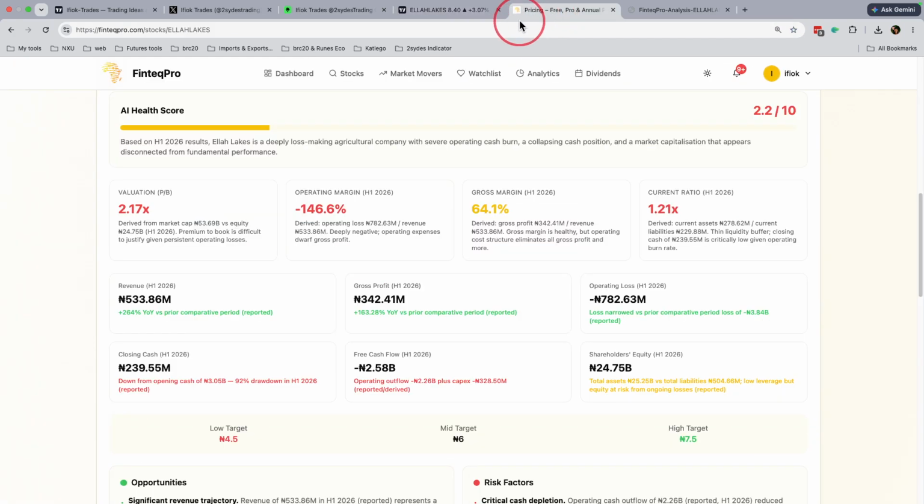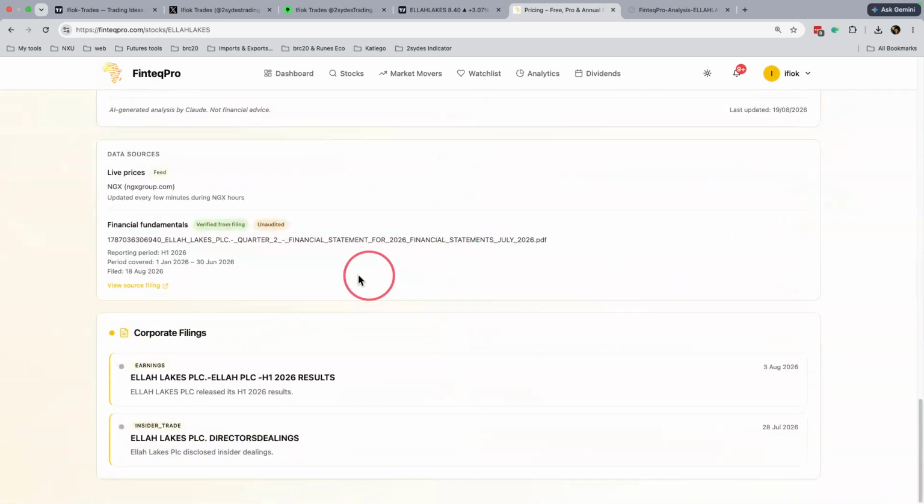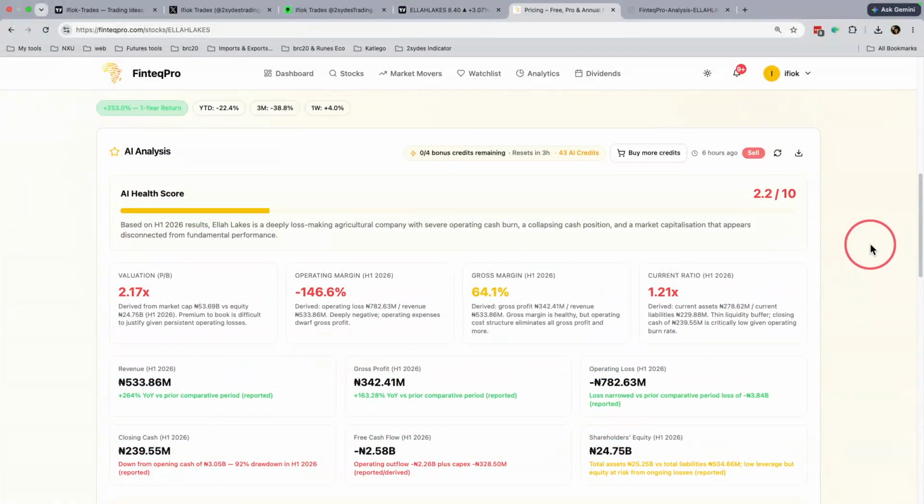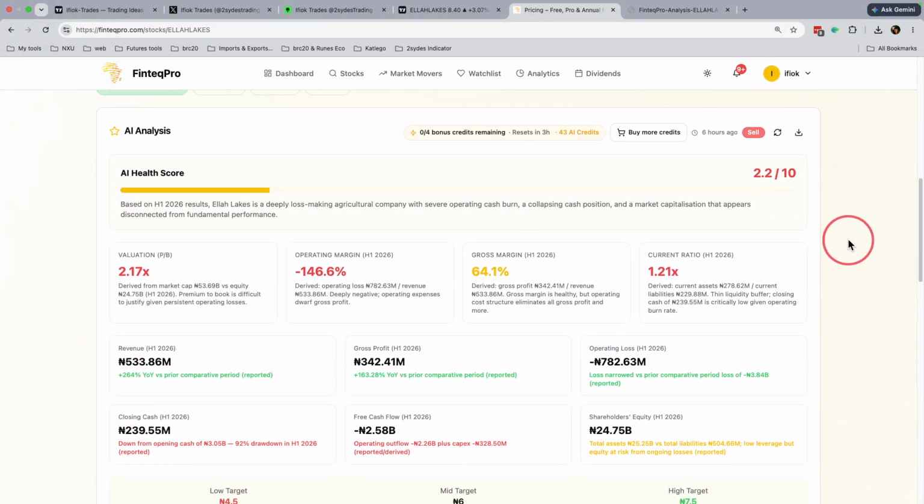Okay, so let's just move straight right into the fundamentals, right? So I'm going to be using this tool, Finteqpro. I created Finteqpro because I didn't want to be reading financial filings by companies. So what I do is I feed in a verified filing from the company. You can see this is dated July 2026. And then it just gives me a breakdown of what it has read, right?